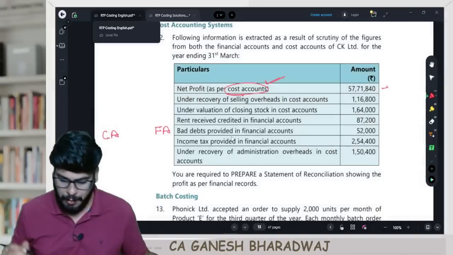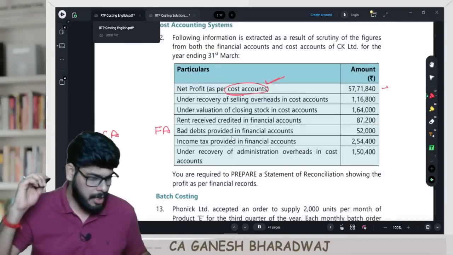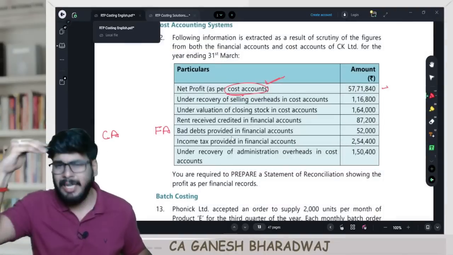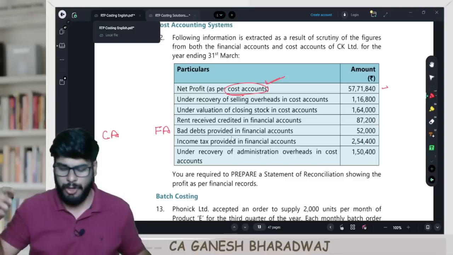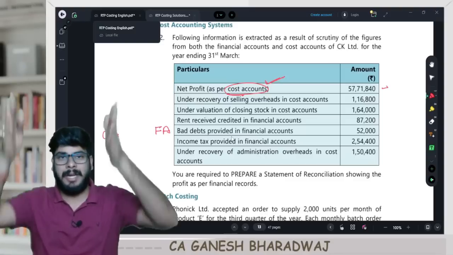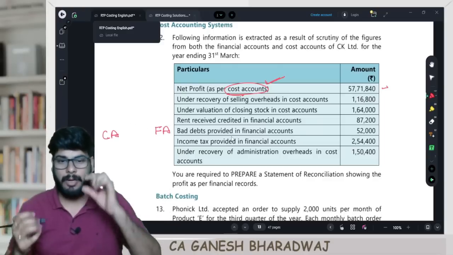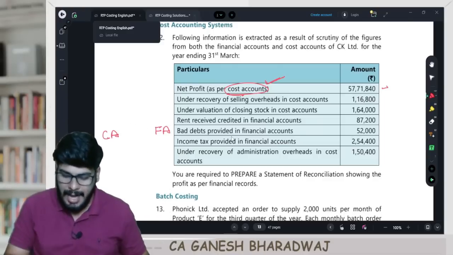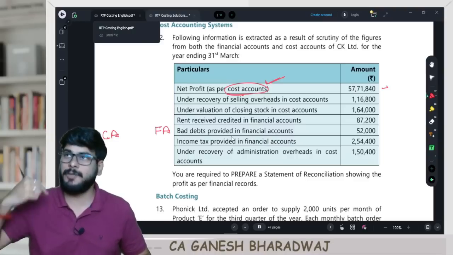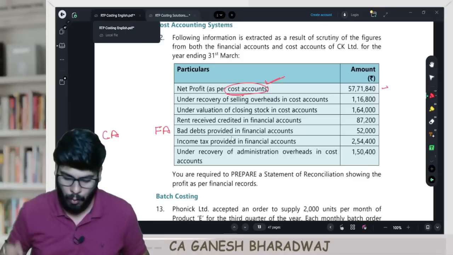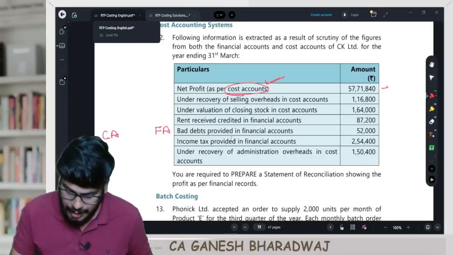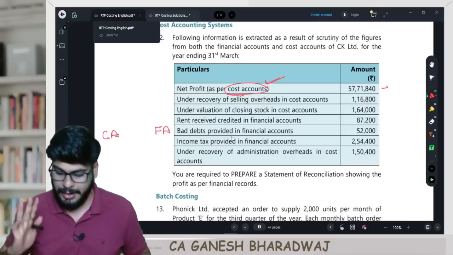Now, quickly, let me just walk you through this. First of all, let's read line item wise. I've told you, you read line item wise, prepare the statement. So profit as per cost accounts, add, you leave a few lines, less, you leave a few lines. As and when you read a particular adjustment, you go and plug it there. Now, what have they mentioned? First, under recovery of selling overheads in cost accounts.